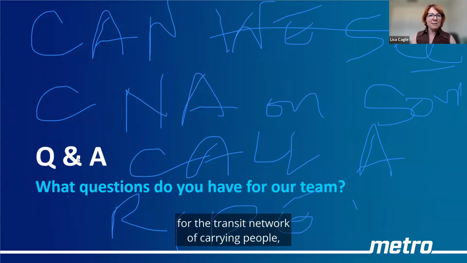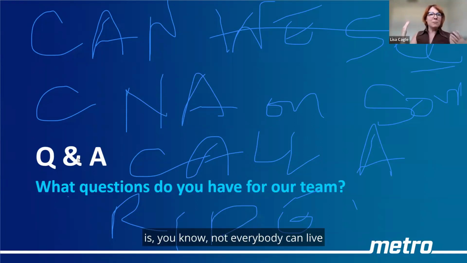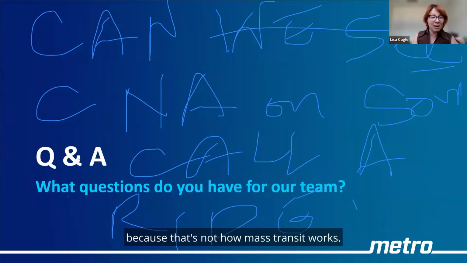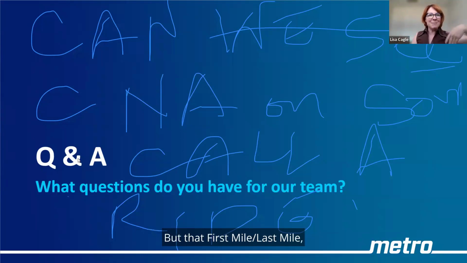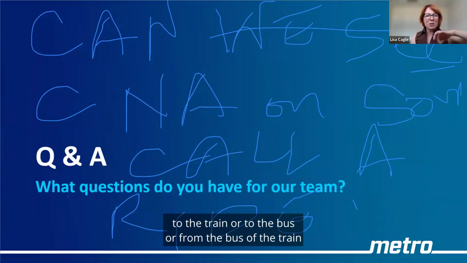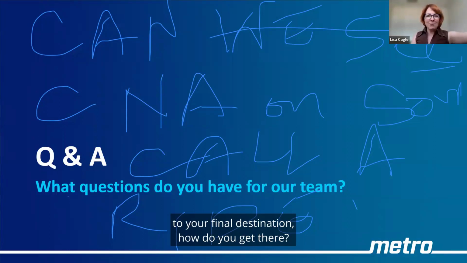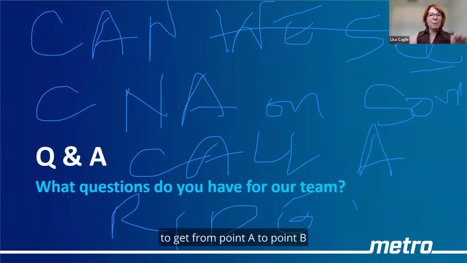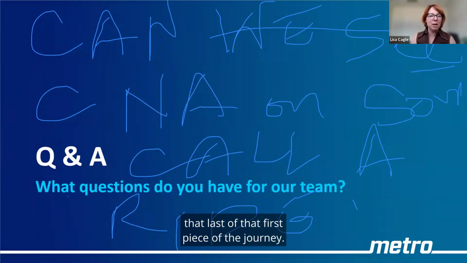It's the same thing for the transit network of carrying people. Not everybody can live right next to the Metrolink or to a 15-minute bus, because that's not how mass transit works. But that first mile, last mile, either the first mile going from your home to the train or to the bus, or from the bus or the train to your final destination, how do you get there? So it's really thinking about a multimodal system, recognizing that you might not just use one vehicle to get from point A to point B on a mass transit system. For first mile, last mile, talking about that first piece of the journey.